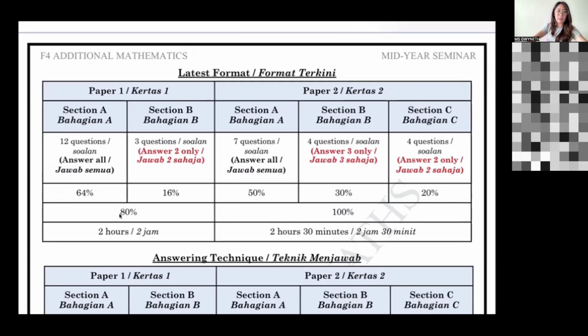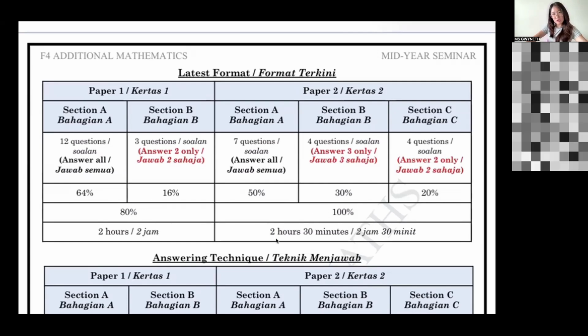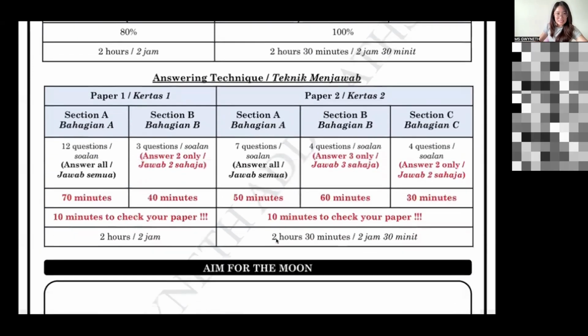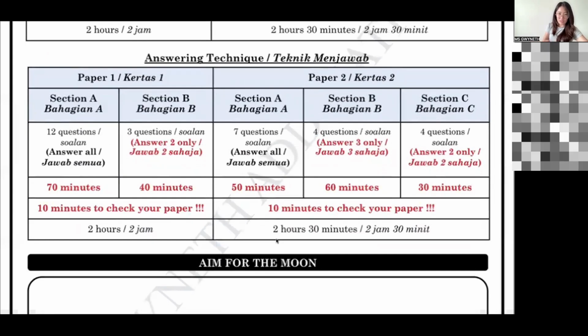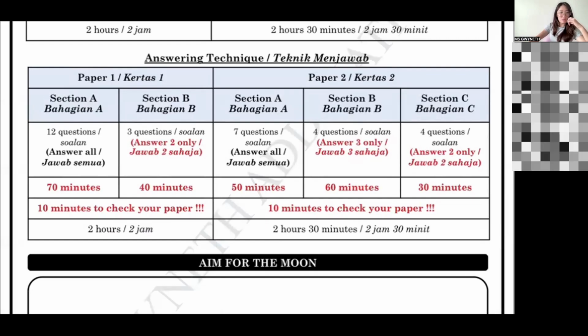So total for paper 1, 80 marks. Paper 2, 100 marks. Paper 1, 2 hours. Paper 2, 2 hours and half. Now, this is the suggested answering technique, time management. So you can take a look at it. And then to aim for the moon. I'll teach you how to aim for the moon.